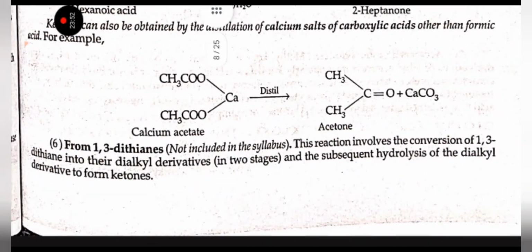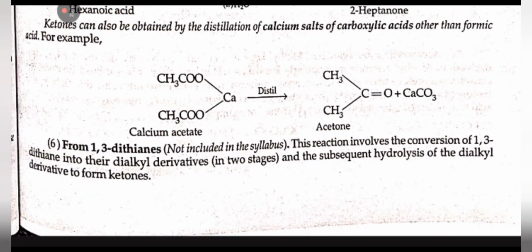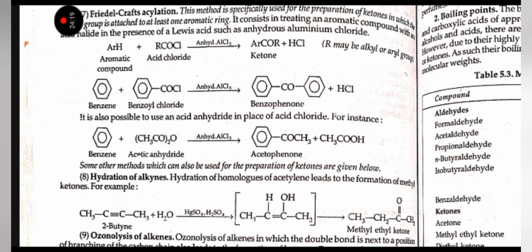Sixth, from 1,3-dithianes, not included in the syllabus. This reaction involves the conversion of 1,3-dithiane into its dialkyl derivative and the subsequent hydrolysis of the dialkyl derivative to give ketones. Friedel-Crafts acylation. This method is specifically used for the preparation of ketones in which the ketonic group is attached to at least one aromatic ring.